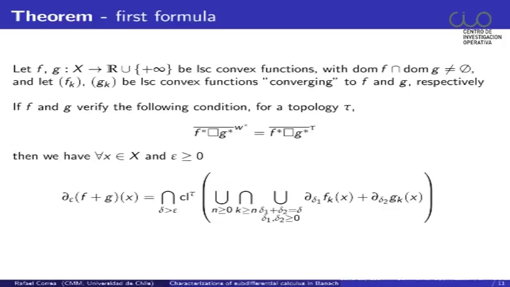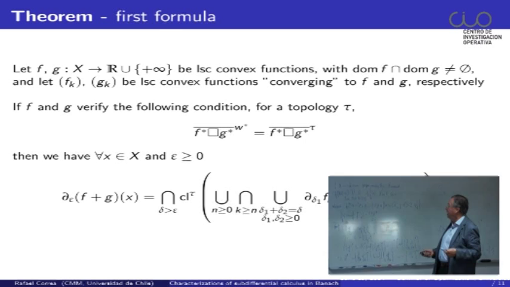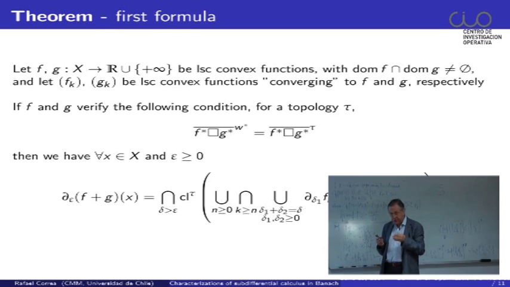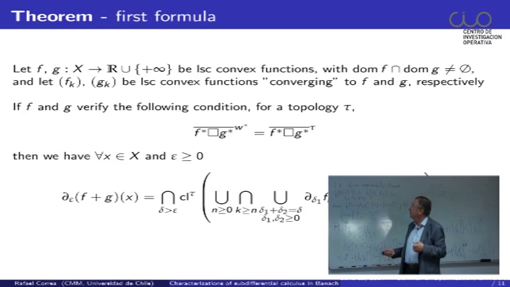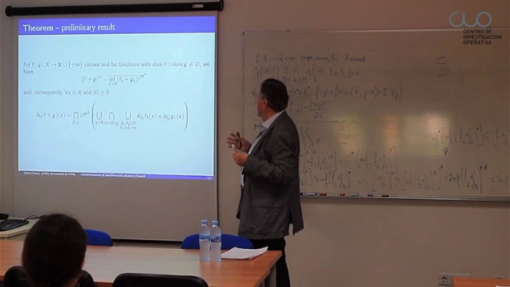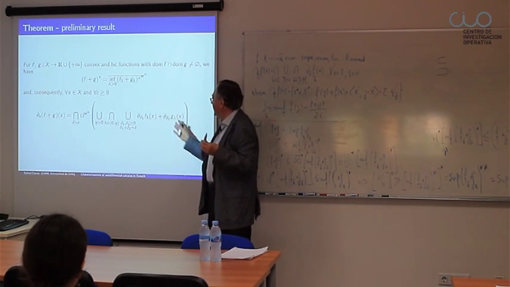Well, then what I want to show is what happens if, instead of the Moreau-Yosida approximation, we take a more general kind of approximation of the functions. What happens if we take sequences that in some sense approximate f and g? We will see that we obtain a calculus rule very similar to this one. This was the motivation at the beginning. We obtained this and we ask what happens for more general approximations.